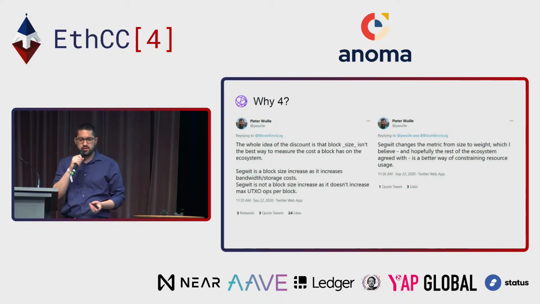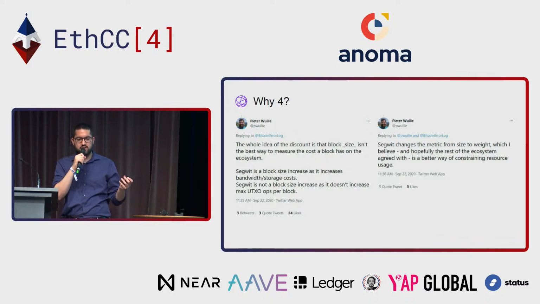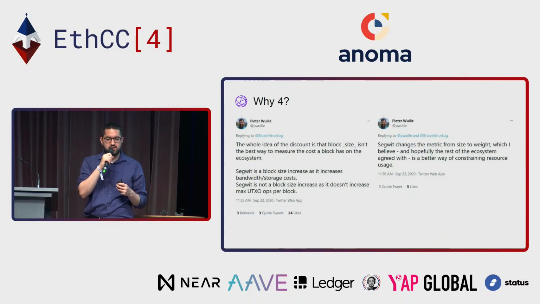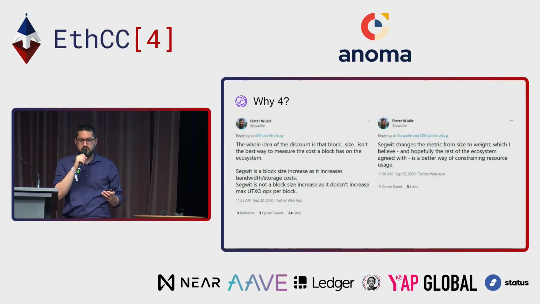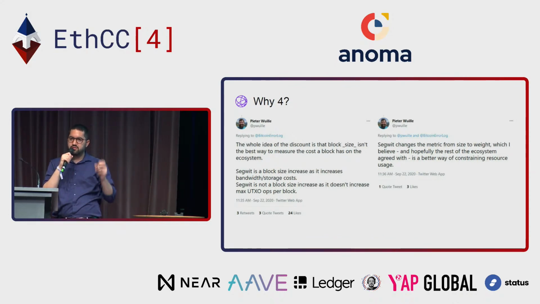OK, another 2 tweets by the same person. First one, the whole idea of the discount is that block size isn't the best way to measure the cost a block has on the ecosystem. Segwit is a block size increase as it increases the bandwidth and storage costs. Segwit is not a block size increase as it doesn't increase the max UTXO ops per block. Secondly, Segwit changes the metric from size to weight, which I believe, and hopefully the rest of the ecosystem agrees, is a better way of constraining resource usage. So all of this aligns well with the intuitions we built up over the past few slides, which is that yes, you've increased the block size limit from 1 to 4 megabytes.